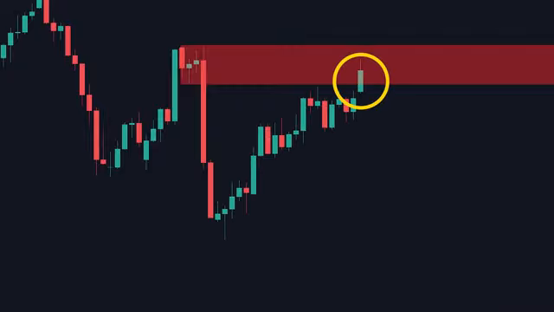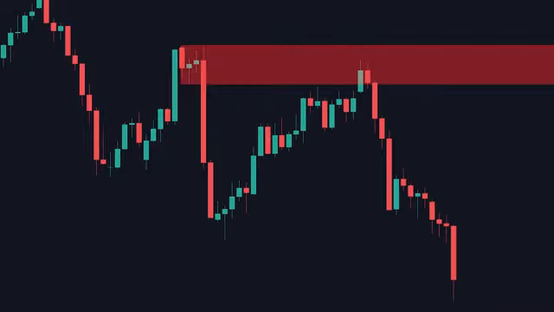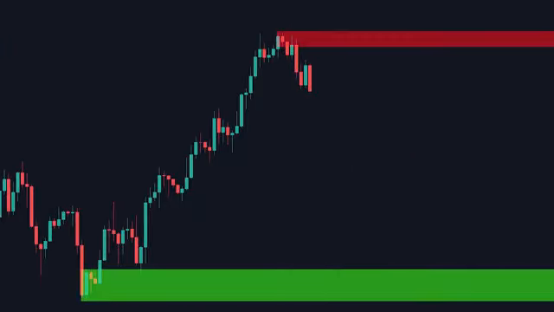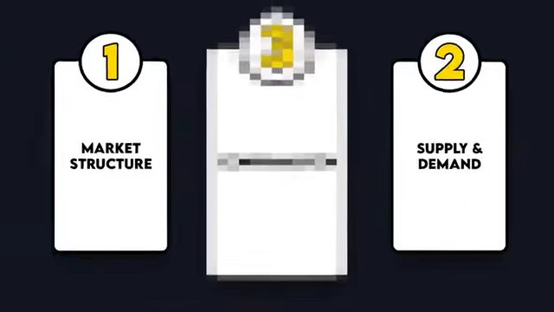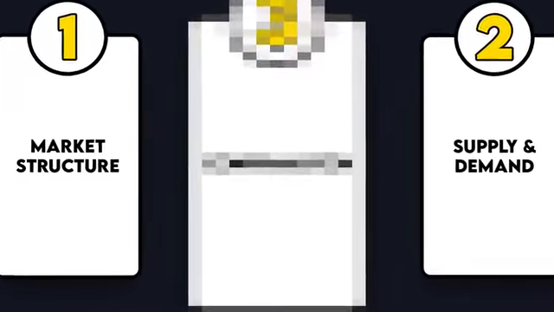A supply zone is the exact opposite. Since we saw a large downwards move from this point on, it shows us that a lot of people want to sell at this area. So if price ever retests this zone, we can assume price will again move downwards from this point. This supply and demand theory is the core of our strategy. But we still have one more step in our 3-step formula.